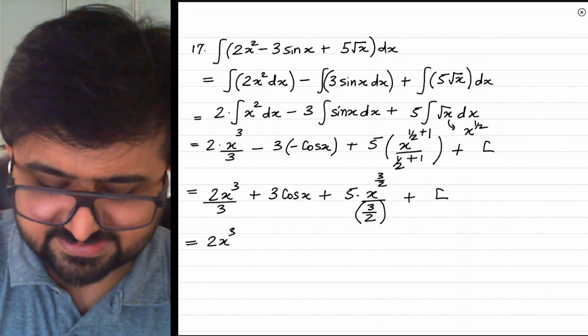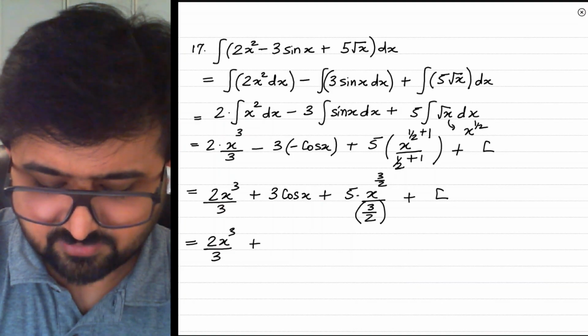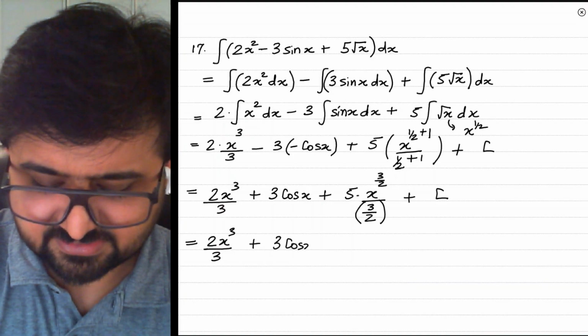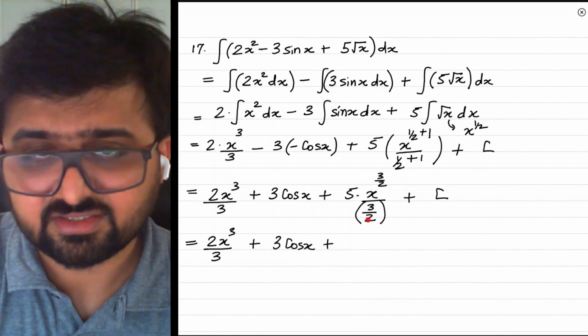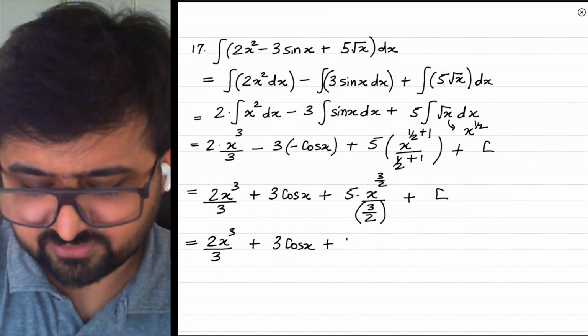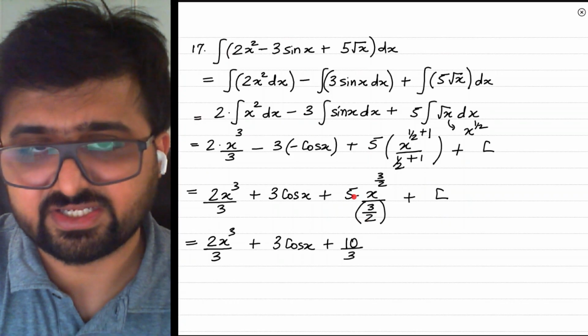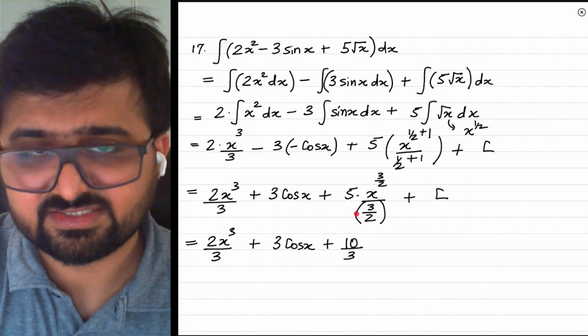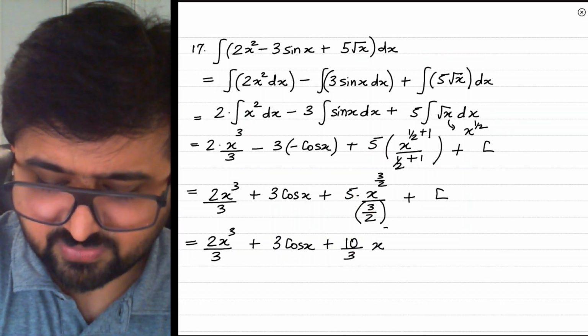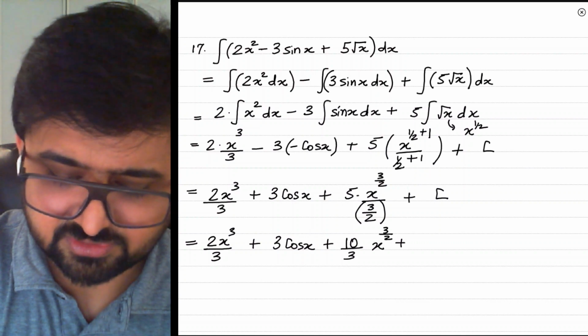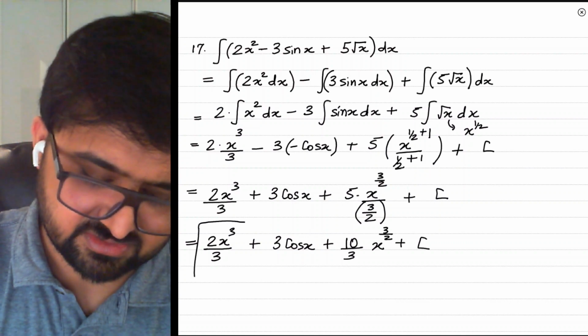So 2x cubed by 3 plus 3 cos x plus, that 2 can go in the numerator, so it will become 10 by 3. That 2 will go in the numerator, so 5 times 2 is 10, divided by this 3, x to the power 3 by 2 plus c. That's your result.